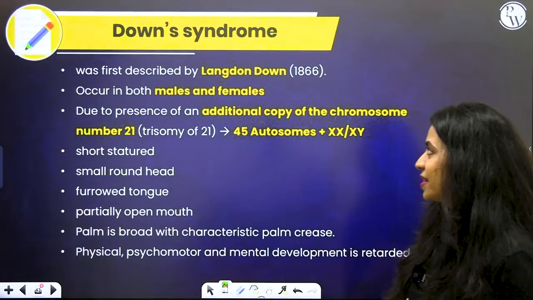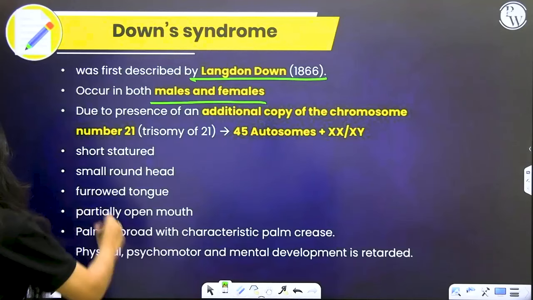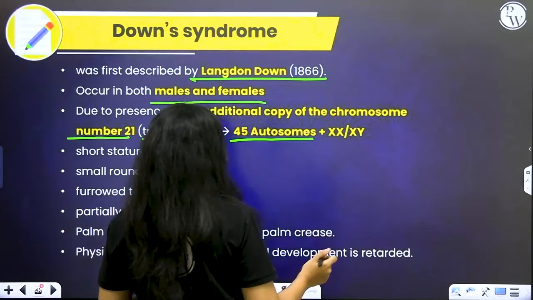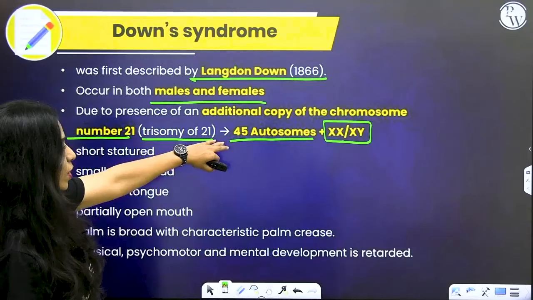What is Down syndrome? It is called Down syndrome because it was first described by Langdon Down in the year 1866. This can occur in both males and females because it is the autosome, chromosome number 21, that is affected. It has three copies of chromosome 21, which is why we call it trisomy 21. Normally we have 44 autosomes and 2 sex chromosomes. They have 45 autosomes and normal X chromosomes. There is no difference or variation in the number of sex chromosomes. What is affected is the autosomes.